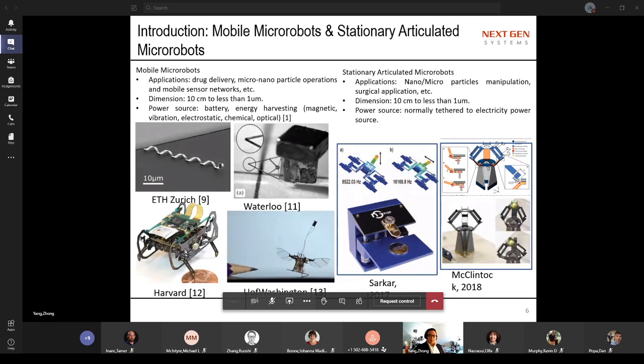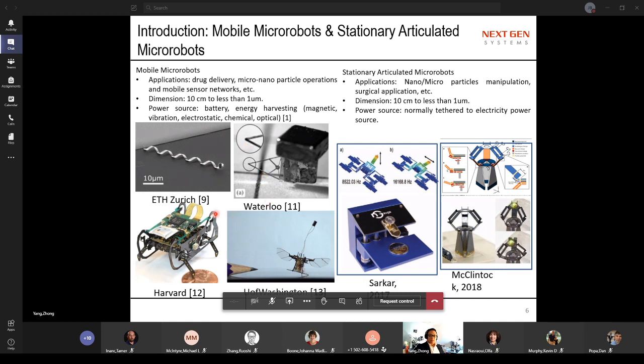So the microrobot area is pretty diverse. Through our classification, here we are showing some different microrobots developed by other research teams. On the left hand, you can see those movable microrobots, like those from ETH or Waterloo. They are type R microrobots because they are very small. They leverage and are controlled by the magnetic field.